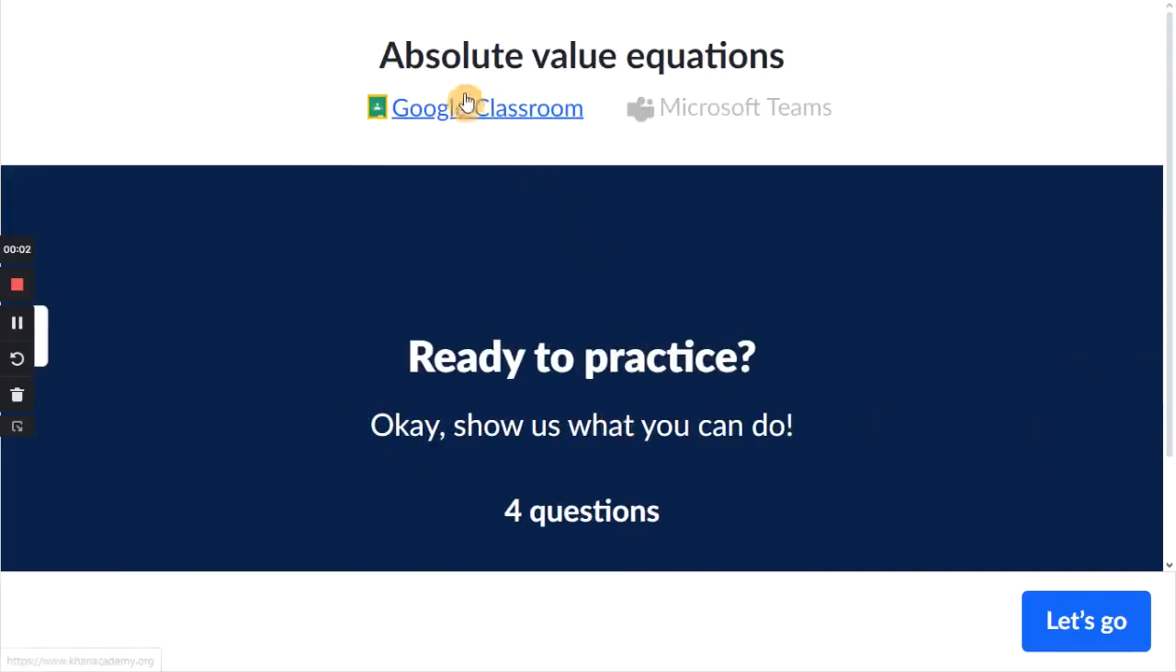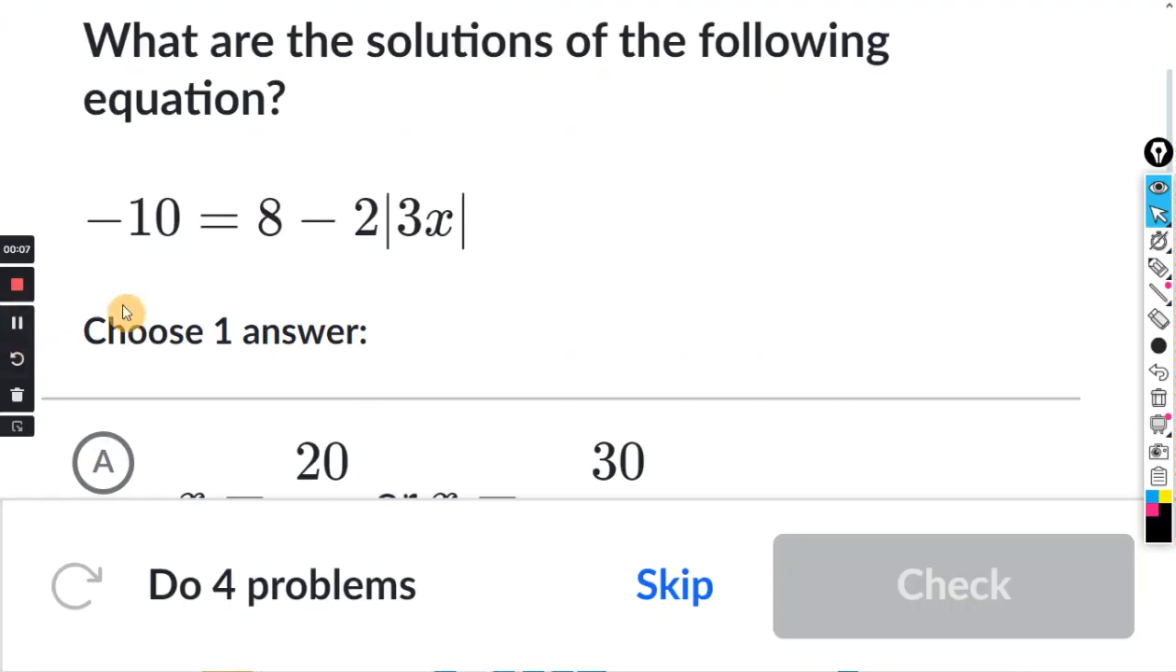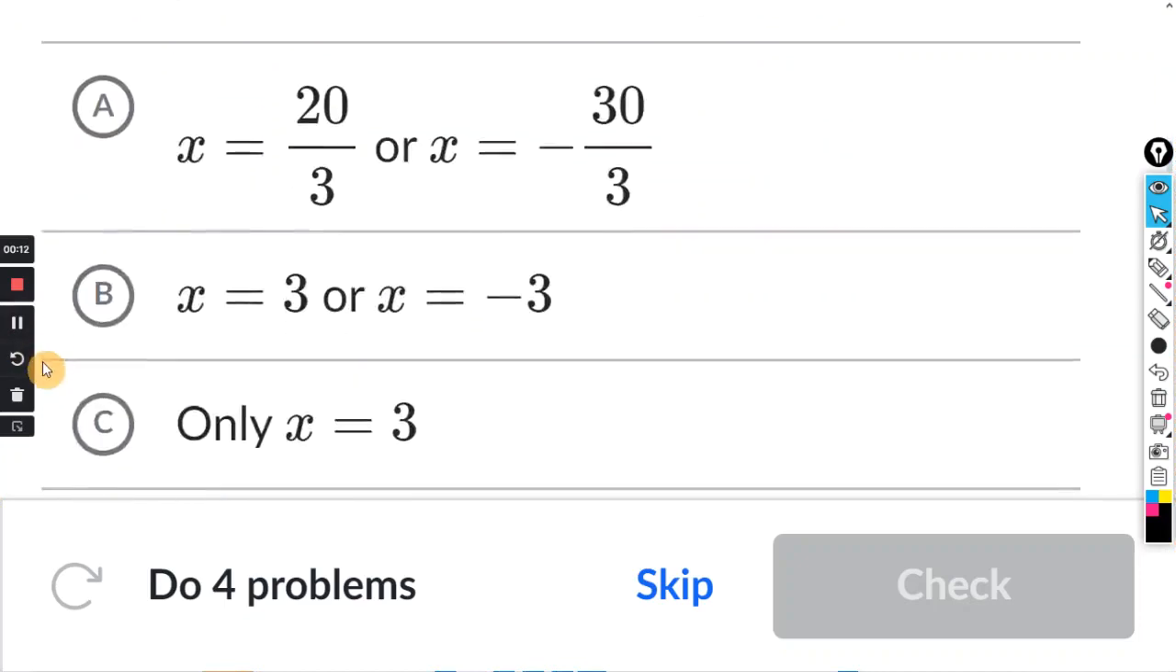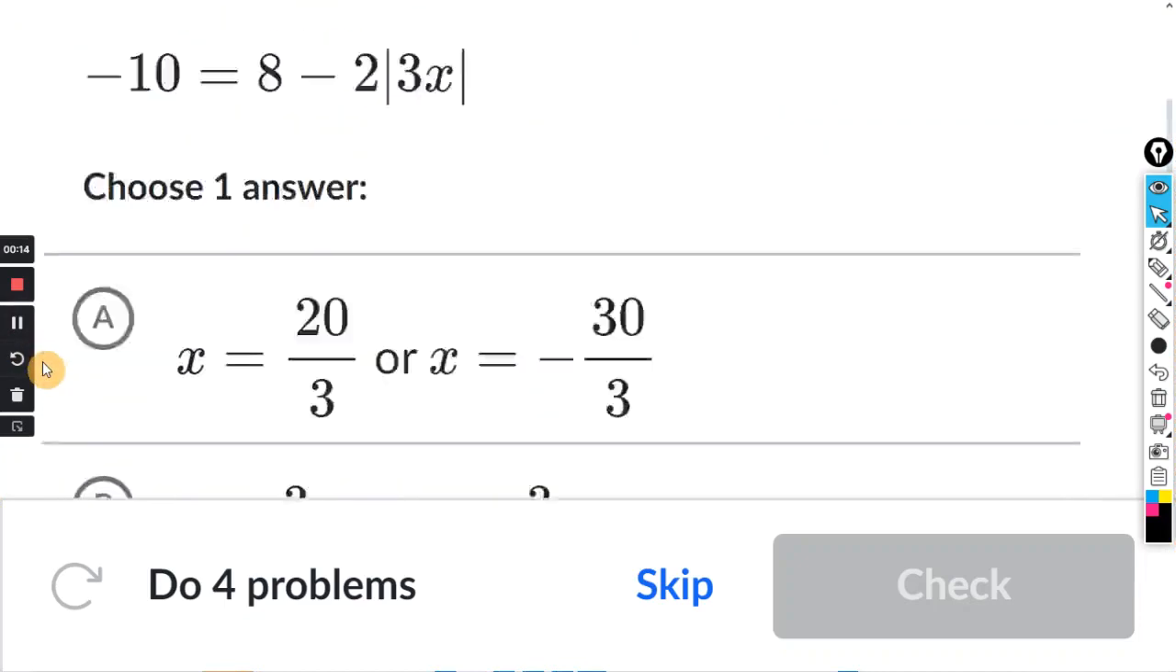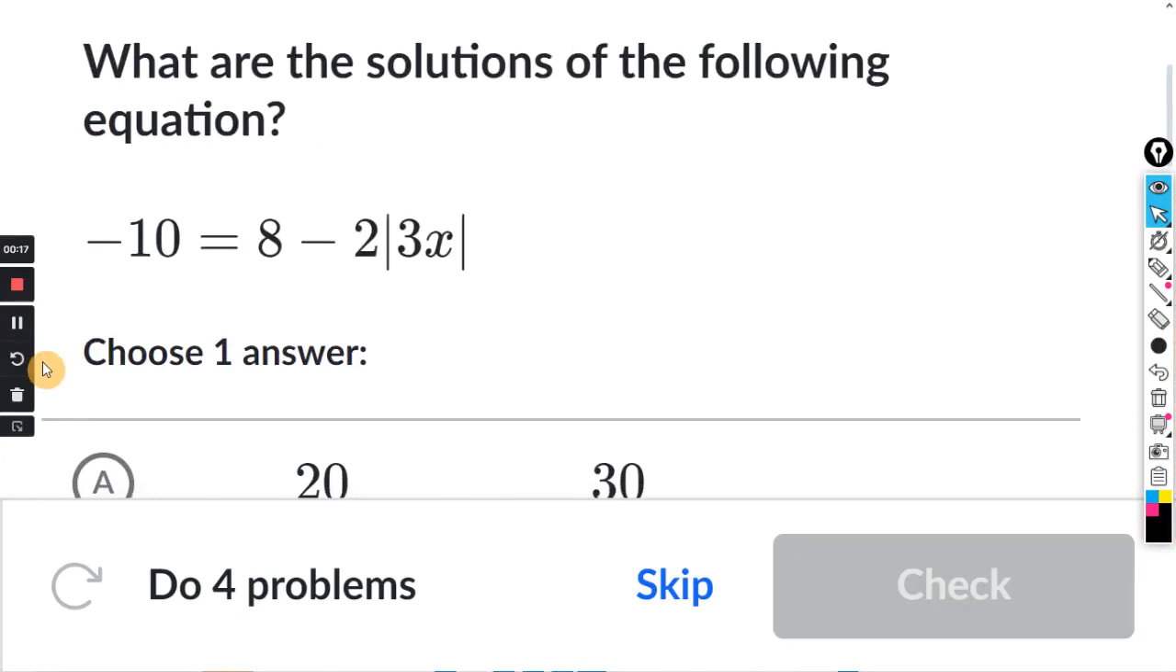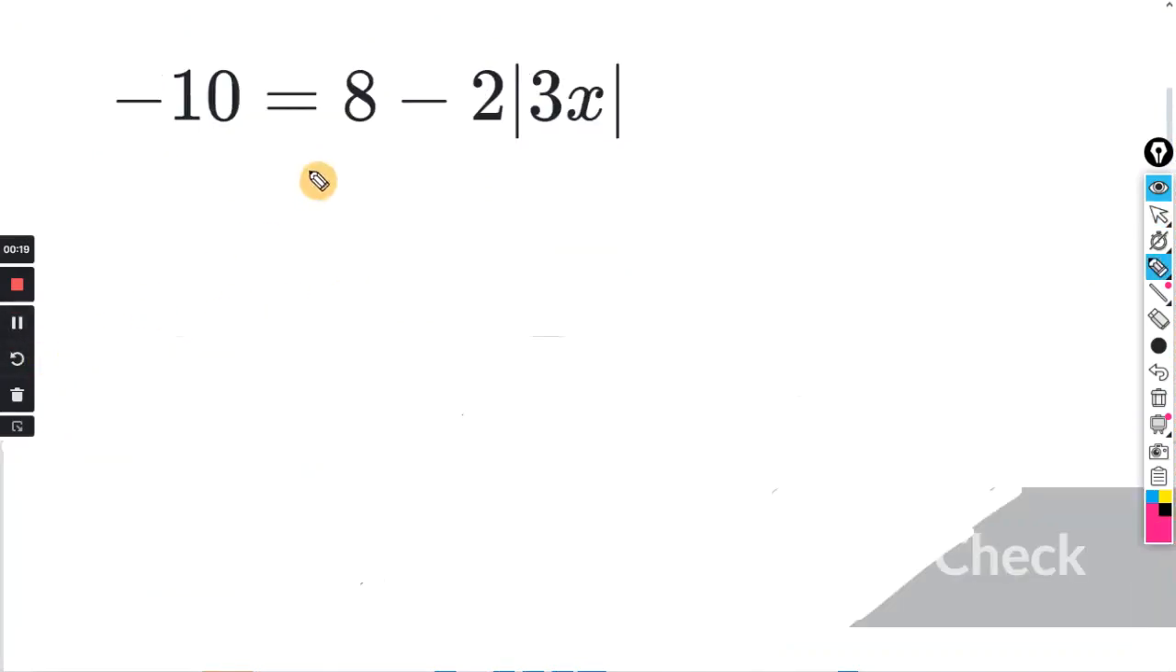This will be for the exercise, absolute value equations. They're asking, what are the solutions of the following equation? The choices are all x equals, so we're solving for x. The goal here is to isolate the absolute value. You want to get the absolute value by itself on one side of the equal sign, and then you have everything else on the other side.